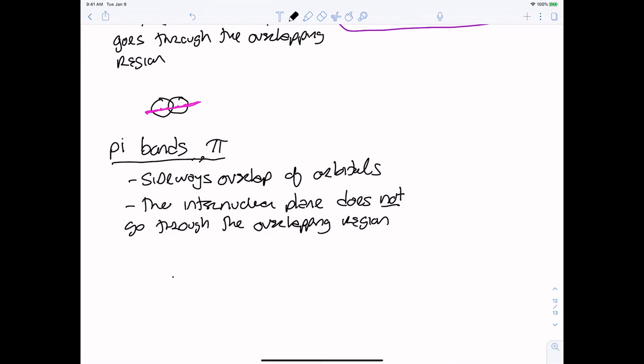And an example, we'll use p orbitals here. If I was to take two p orbitals and overlap them this way, remember my nuclei are in the center here where this node is. So if I was to connect them, they do not go through these areas here where they're overlapping, right? They're overlapping here and here. So this would be an example of a pi bond.